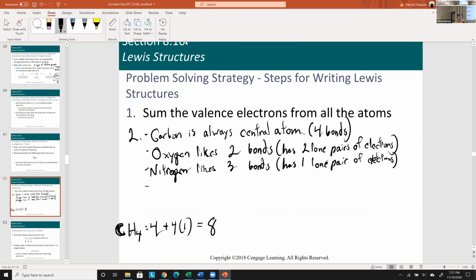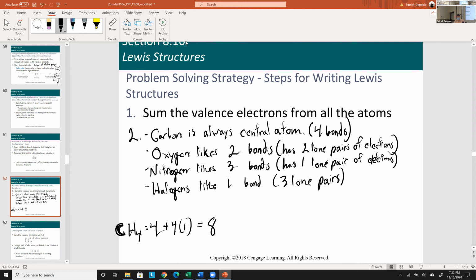Then it can get weird, but let's talk about halogens first. So halogens like 1 bond, and they have 3 lone pairs. Generally, this rule can be broken. So the thing with Lewis structures, sometimes the rules can be broken, but we take it on a case-by-case basis. We want to maximize the amount of bonds. We want to make as many atoms happy as possible. That's the goal.